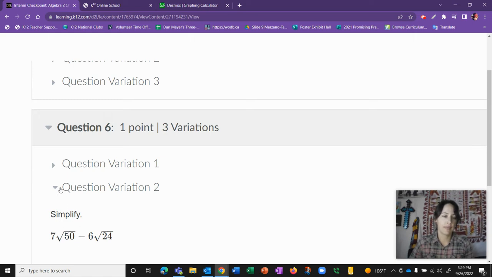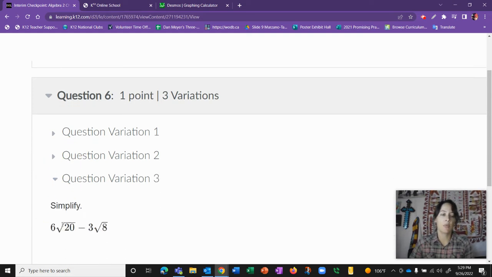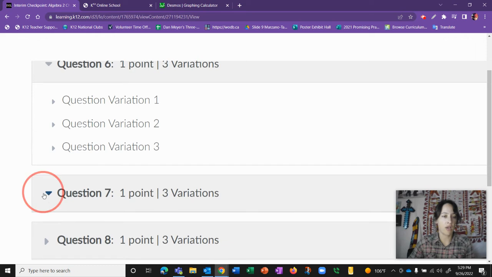However it simplifies, use those skills, simplify it completely. When it says to simplify, it's asking you to see if there's any perfect squares in the number underneath the radical, and go ahead and take the square root and then pull them out of the radical. We've done that. You guys have got this.